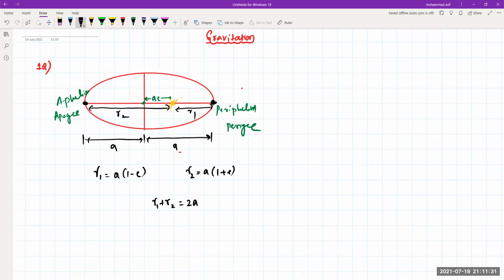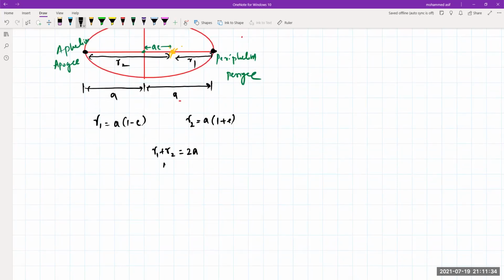Yes. Isn't it? Now, we also know from basic mathematics that B is equal to under root of R1 into R2. What is B? Can you tell me? Root of R1 and R2 is nothing but equal to what? The maximum distance is known as A, the semi-major axis. The smallest distance is known as the semi-minor axis. That is B. Semi-major axis is A, semi-minor axis is B. So B will be equal to under root of R1 and R2, and A will be equal to R1 plus R2 divided by 2.